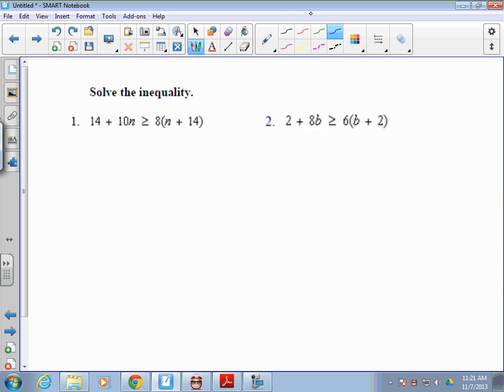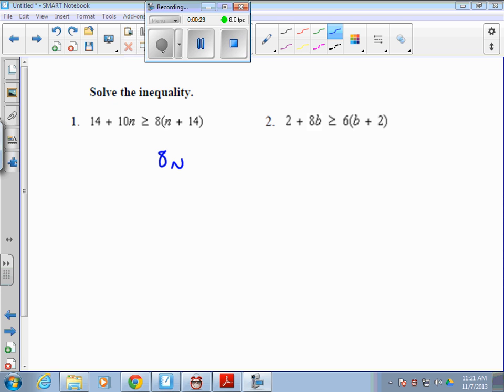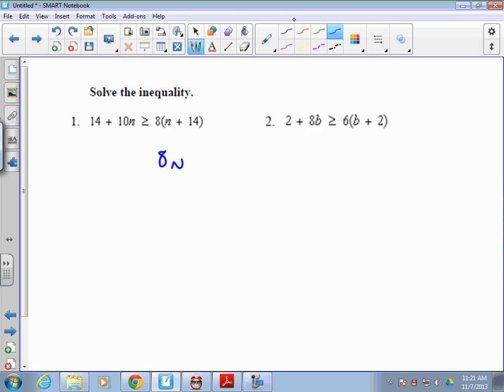First thing you need to do is distribute. 8 times n is 8n. 8 times 14, you can do this one way. 8 times 10 is 80, and 8 times 4 is 32. So 80 plus 32 is 112. So plus 112. And we didn't do anything to the left side, so there's no reason to even consider reversing the sign or anything.